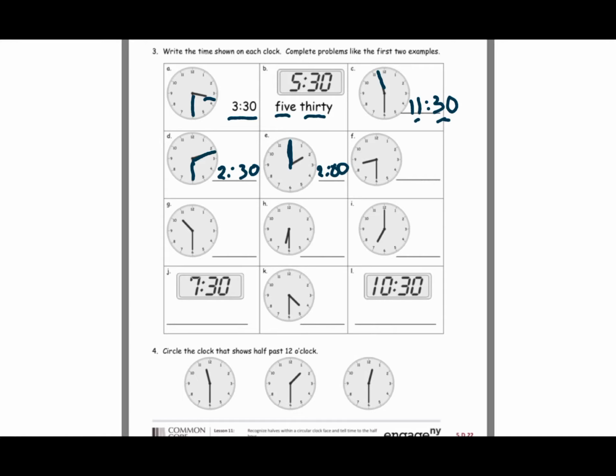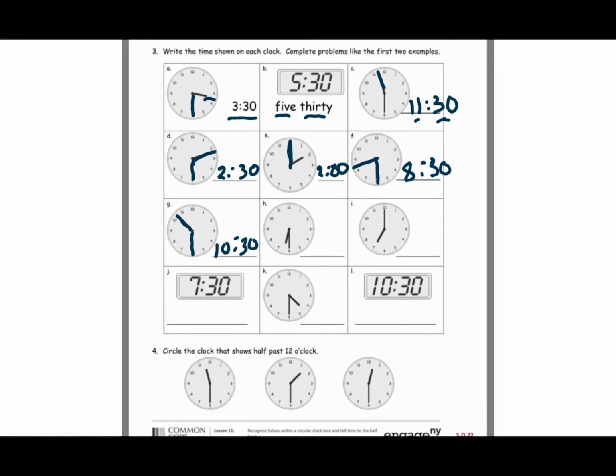The next one shows, boys and girls, my hour hand is past the 8, but it's not at the 9 yet, so it's still 8. And the minute hand is down on the 6, so it's 8:30. Letter G, my hour hand is past the 10, but it's not at the 11 yet, so it's still 10 o'clock. And my minute hand is down on the 6, so it's 10:30.